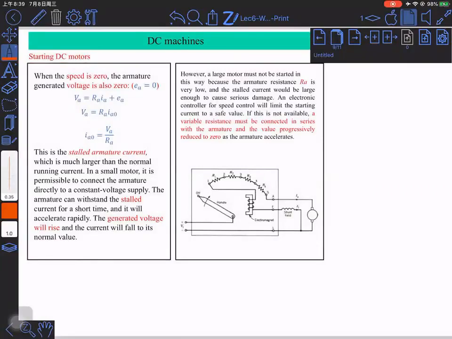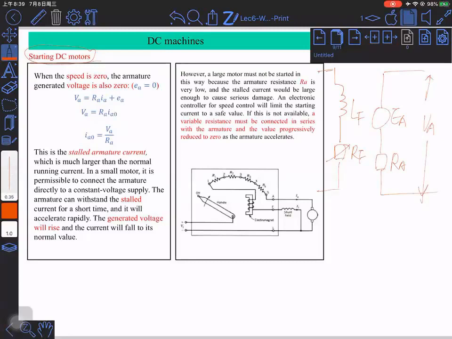Starting of a DC machine. Why would we want to introduce the starting of the DC machine? Because there's a starting problem for most of the DC machines. Think about this. You have a DC machine, and assume this is the field circuit, RF, LF, and you have a voltage source here supplying the field circuit. And there's an armature circuit. You have developed electromotive force, you have resistance, RA, and you have a terminal voltage, VA here.